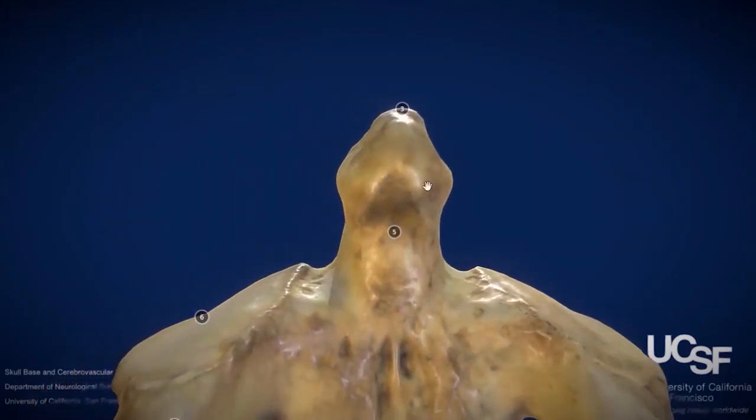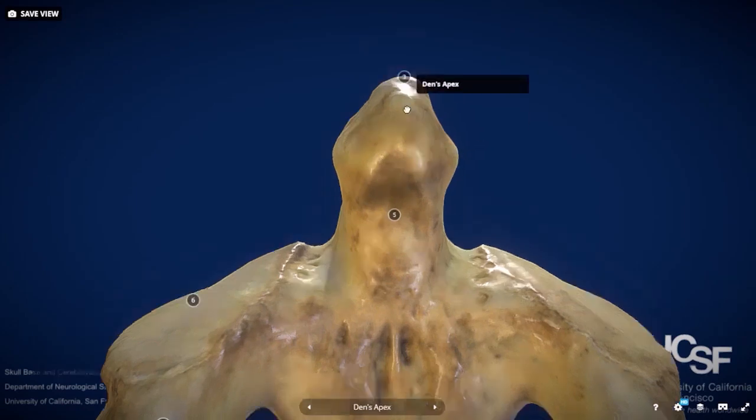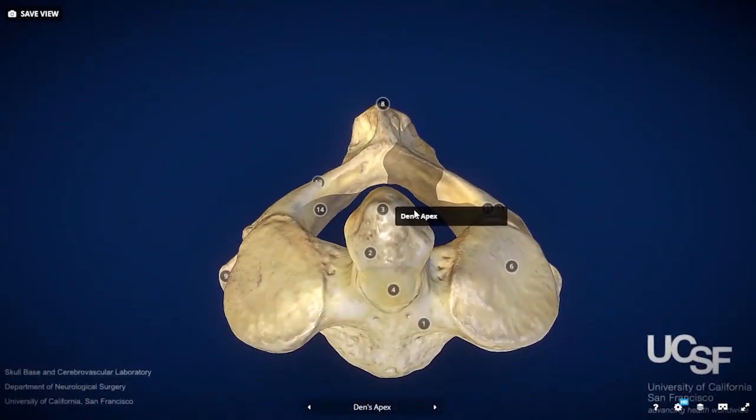Moving superiorly and laterally, we see these two protrusions that are going to be the place for the attachment of both alar ligaments, right and left, and superiorly again the apex of the odontoid process, which is going to be the attachment point for the apical ligament.